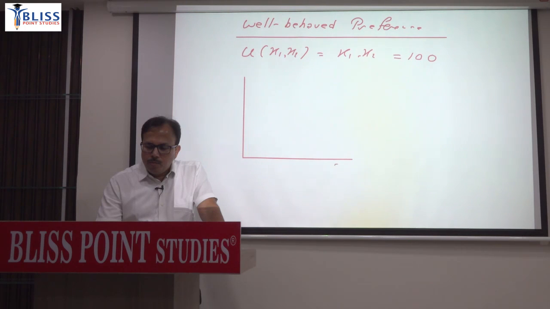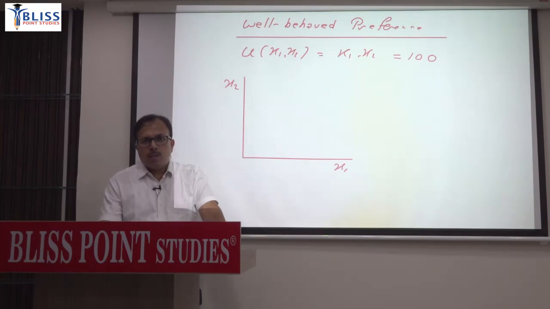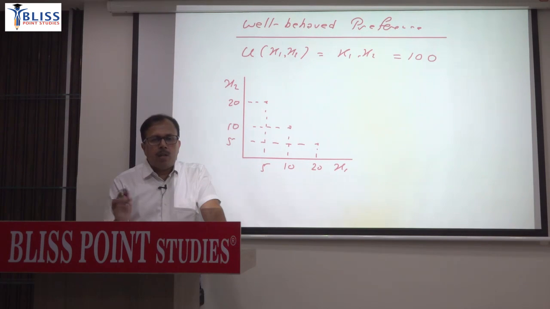by writing good 1 and good 2 here, then what could be the various combinations of x1 and x2 whose product is 100? There are many, like it could be 5 units of good 1, 20 units of good 2. It could be 10 units of good 1, 10 units of good 2. It could be 20 units of good 1, 5 units of good 2. The product of all of these is 100, meaning utility will be 100. So utility is 100 at point A, utility is 100 at point B, utility is 100 at point C.